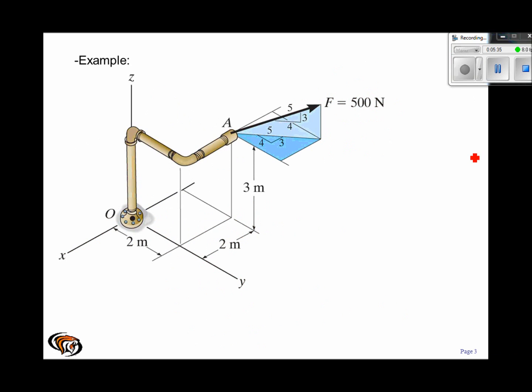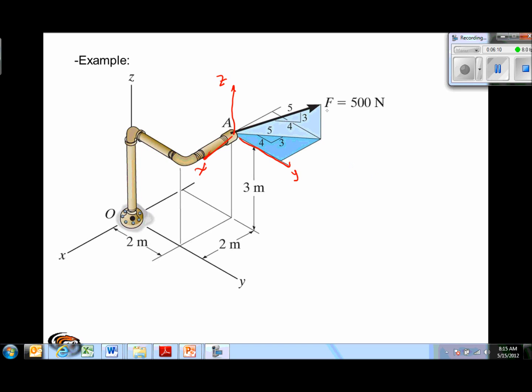The second example is one where we have the angles defined by triangles. Again, the first step is to move the coordinate system from the origin up to point A. So this will be my z-axis. This will be my x-axis. And this will be my y-axis.